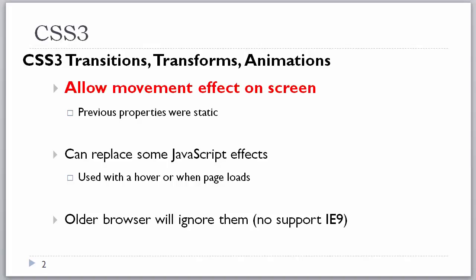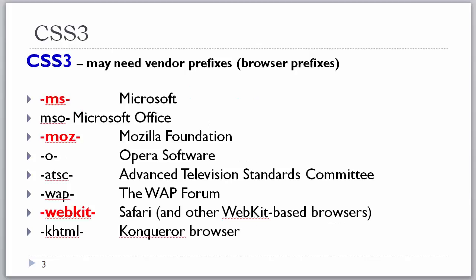Some of these new CSS3 properties can actually replace things that have been traditionally accomplished using JavaScript. However, with CSS, we can only achieve effects with a mouse hover or possibly when a page loads. The older browsers, such as Internet Explorer 9, will just ignore them, so here again, nothing is broken. Most of these properties do need the vendor prefixes, sometimes called browser prefixes, as we see here.